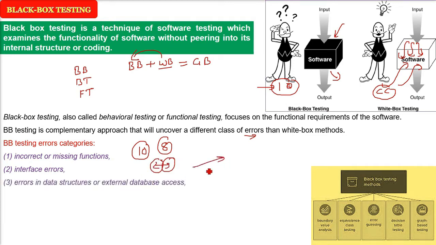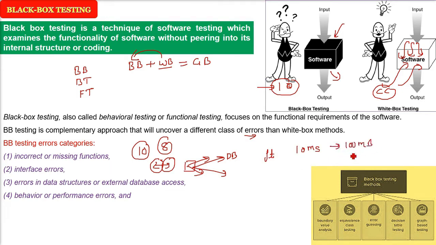Now, errors in the data structures or external database access, because whenever we are sending or receiving data from some external system or subsystem, there can be some problems, some behavior or performance issues. For example, you are doing a file transfer, you are told 10 milliseconds will be taken for say 100 MB, but what you are witnessing is 100 milliseconds for the same data. There may be an error.